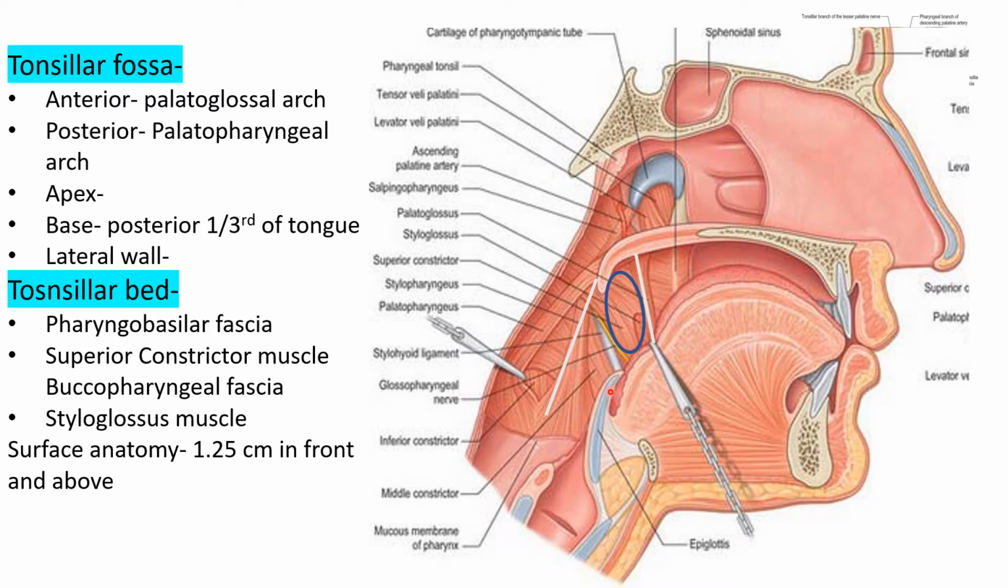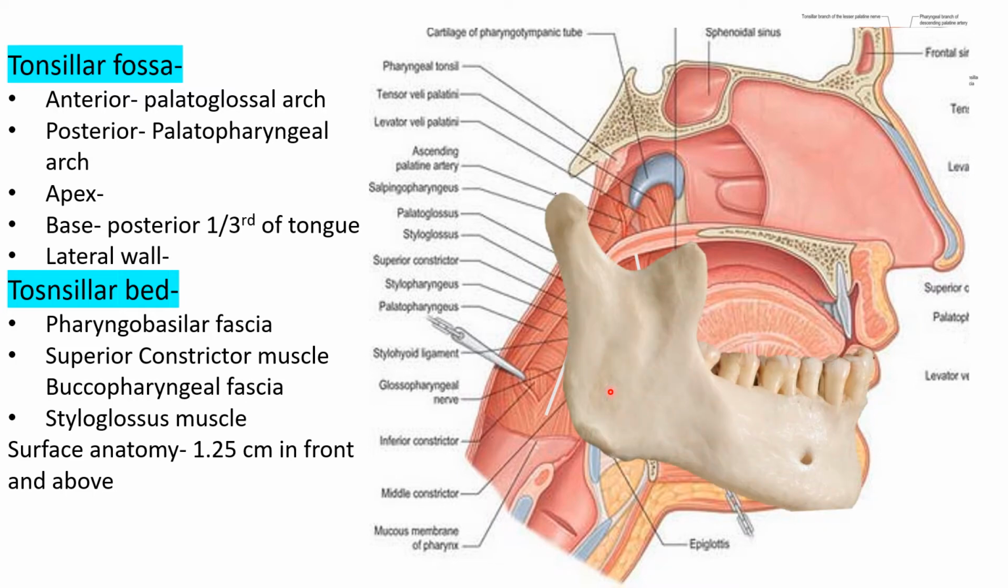Okay. For the surface marking, if I have to put the mandible on it, suppose I have applied the other side of the mandible, so the tonsils are placed. This part is called the angle of mandible. This you did in the previous class. So this is the base of the mandible or the lower border of the mandible. This is the ramus. So this junction is called the angle of mandible. So approximately 1.25 centimeter in front and above is the location of the tonsil. If you have to mark it on the surface, you will mark it somewhere here.